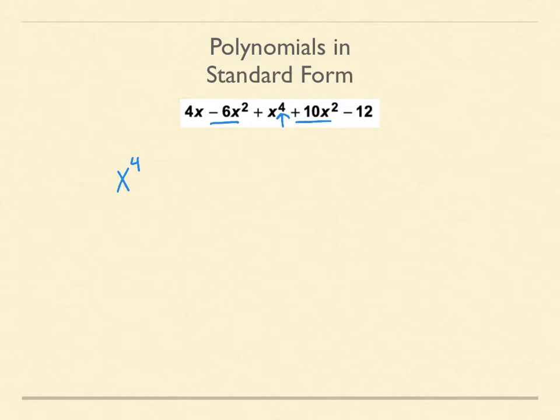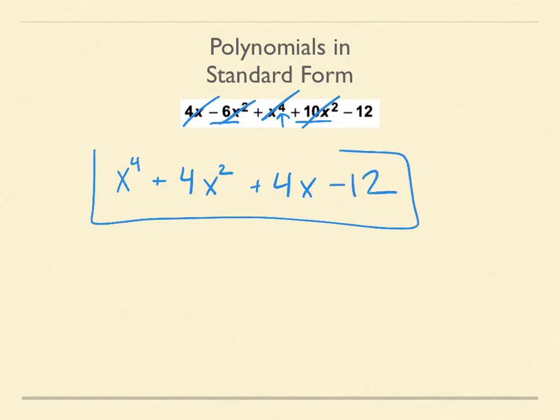So how would we combine negative 6x squared plus 10x squared? Just add. We add the coefficients out front. So what's negative 6 plus 10? 4. So this would be 4x squared. So we took care of our x squared terms. Next we have just x terms. So do we have any terms with just an x? 4x. And then what's left? Minus 12. So this is our answer.